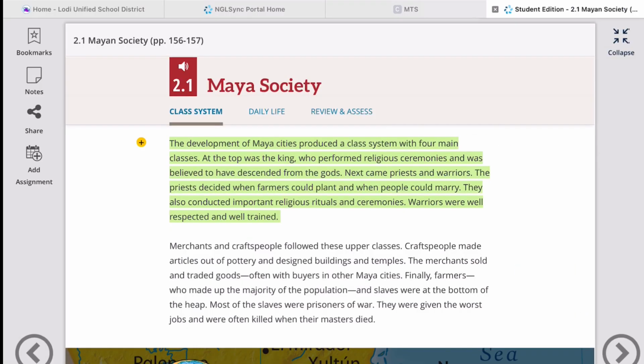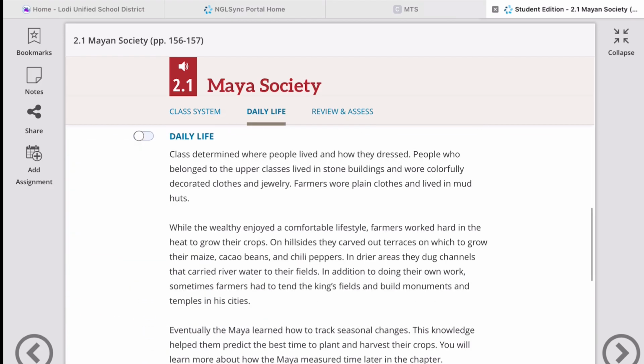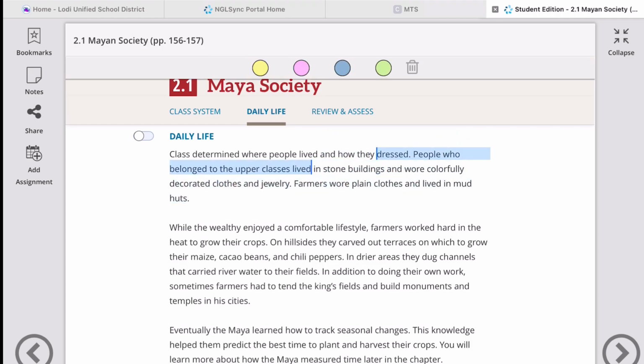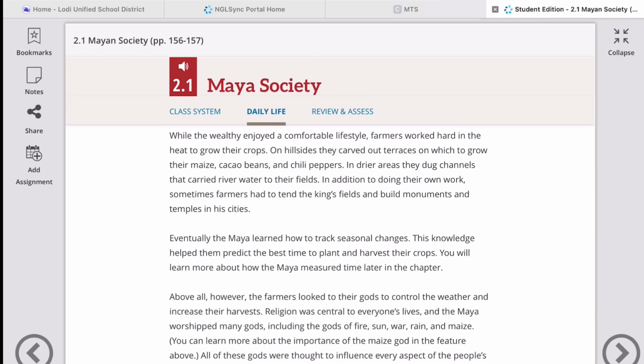Now let's talk about the daily life of the Maya society. Just like every civilization, class determined where people lived and how they dressed. Of course, people dress the way they dress because they can afford it, and live where they live because they can afford it. They have servants, they have resources to build bigger houses, and other people are simply incapable of purchasing resources to build bigger houses and fancy clothes. Well, like every civilization, past, present, and most likely, I hope not in the future, the wealthy enjoyed a comfortable lifestyle.